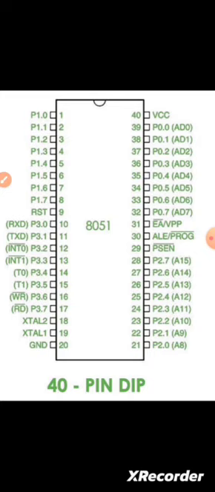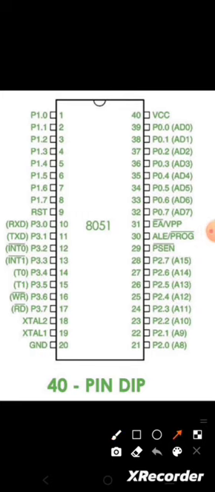So here in case of 8051, the 40th pin and the 20th pin refer to the power supply and the grounding pin. Here the 40th pin is VCC, which is nothing but the power supply pin. The voltage is plus 5 volt. And next the 20th pin refers to GND, which is nothing but ground pin, grounding the IC.